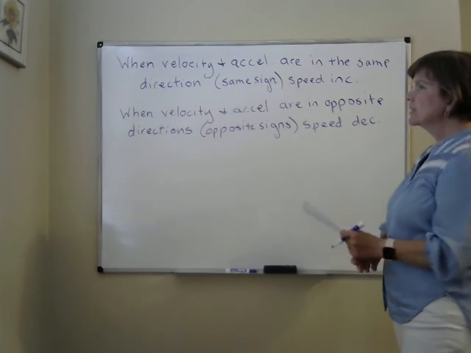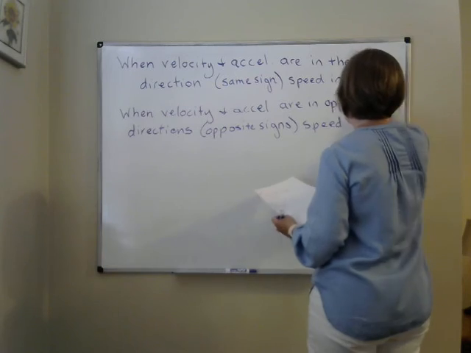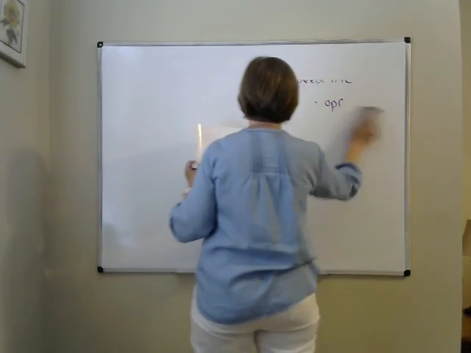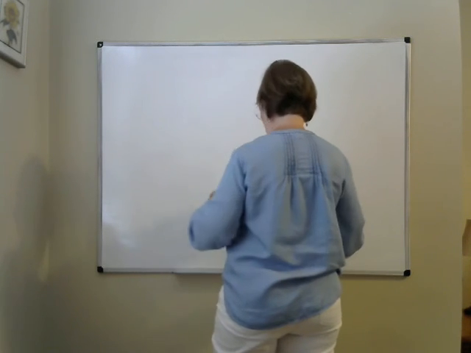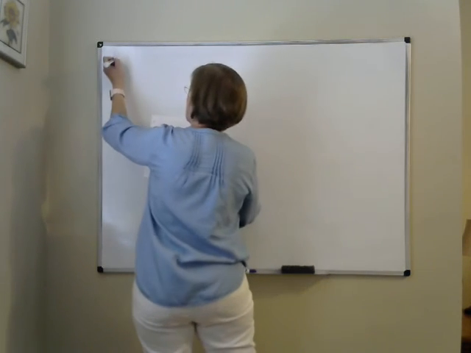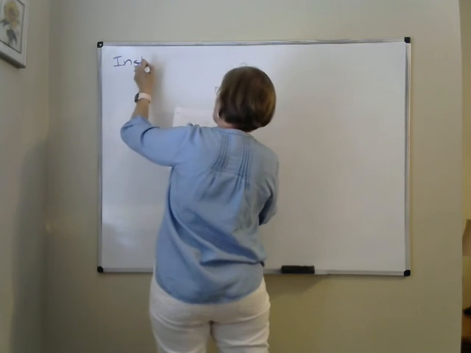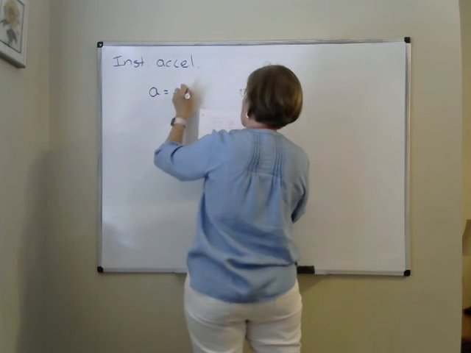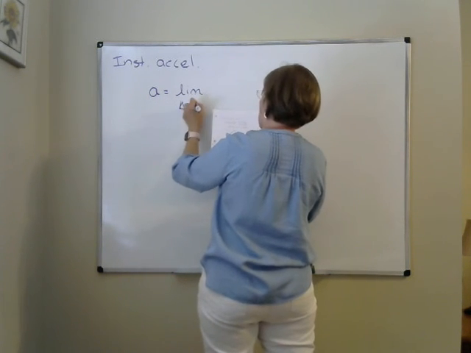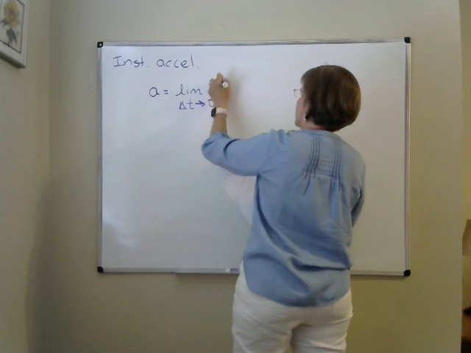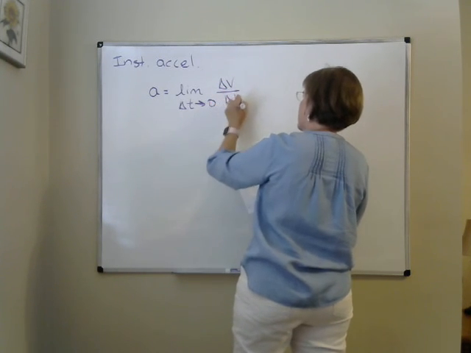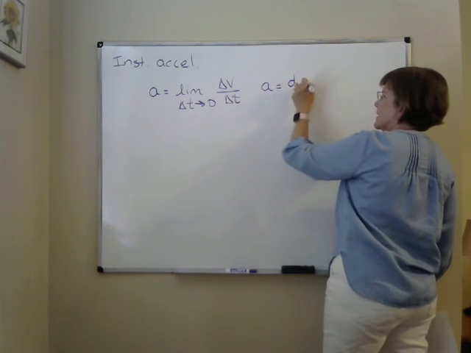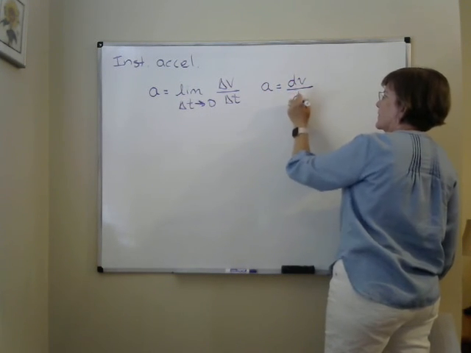Okay, we've only talked about average acceleration, so we need to talk about instantaneous acceleration. Instantaneous acceleration is equal to the limit as the time interval approaches zero of the change in velocity over the change in time. Or instantaneous acceleration is the derivative of the velocity.